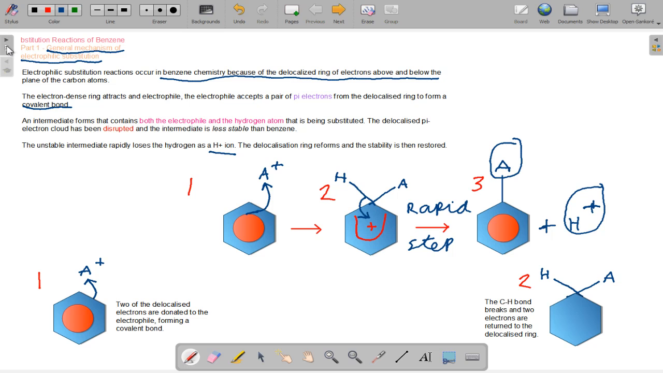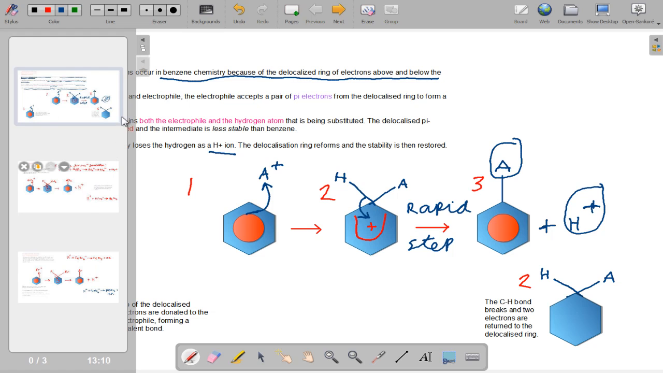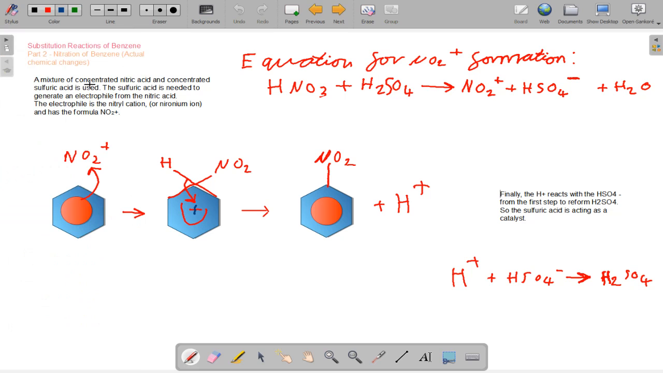So we'll look at the two examples you need to remember for this unit. A mixture of concentrated nitric acid and concentrated sulfuric acid is used. The sulfuric acid is needed to generate an electrophile from the nitric acid. This is the nitration of benzene, as I talked about last tutorial. The electrophile is a nitronium cation, generated using the same equation that I mentioned in the last video.